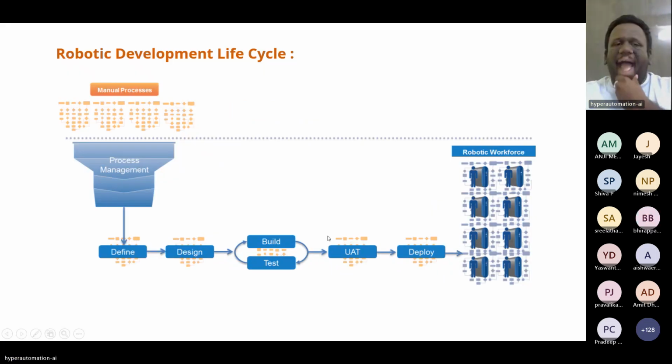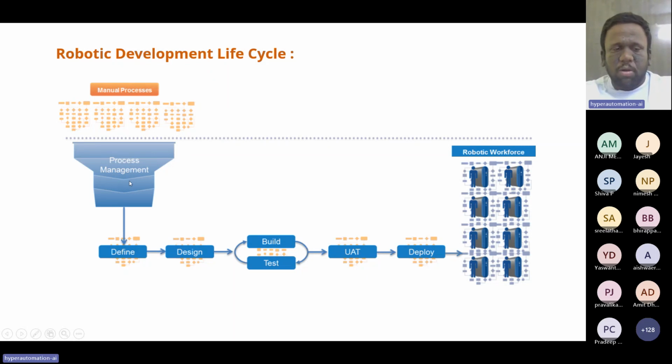Fine. So our major agenda is to convert your manual workforce into a digital workforce here. In order to do that, we have different phases: the process management or discovery phase, the define phase, the design phase, build or test, UAT, deploy. We'll talk about these phases.